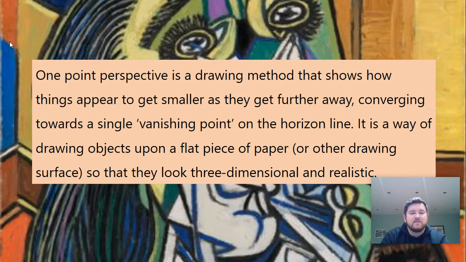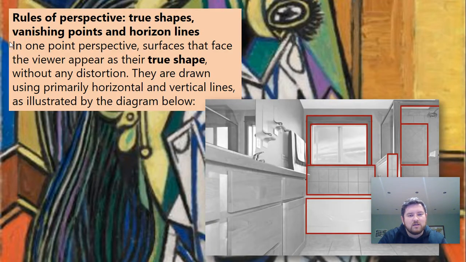So, a one-point perspective is a drawing method that shows how things appear to get smaller as they get further away. So, if you stood next to a building, it would look quite big. The further away from that building you get, the smaller it looks. Okay? And they converge towards a single vanishing point. That's the horizon line where things get so small you can no longer see them. It is a way of drawing objects upon a flat piece of paper or other drawing surface so that they look three-dimensional and give that realistic element.